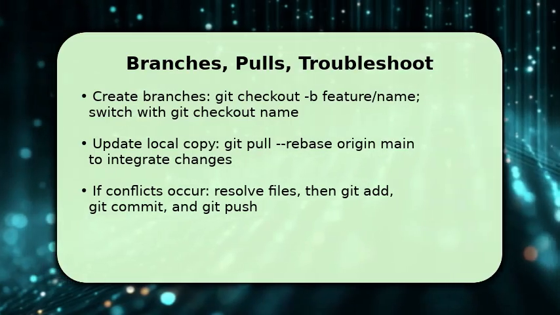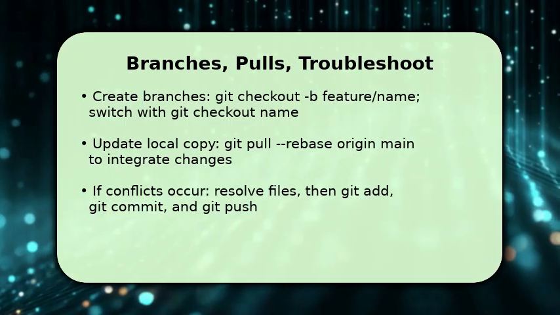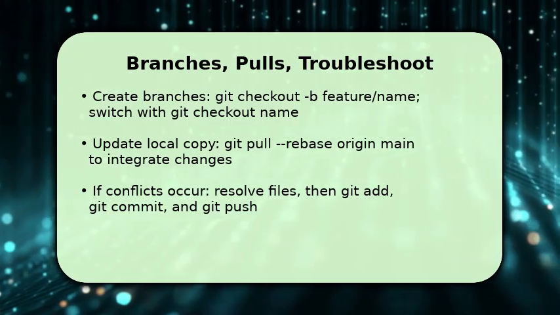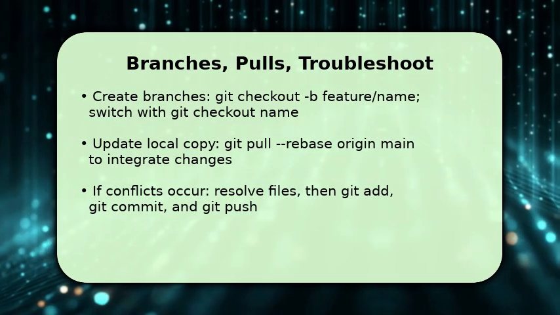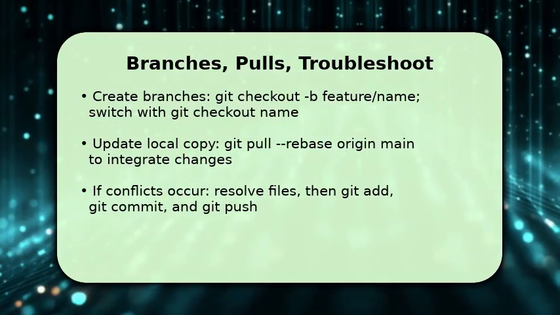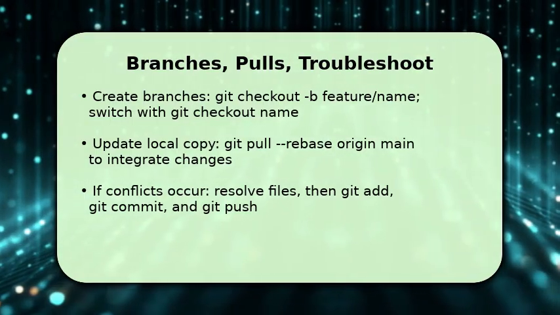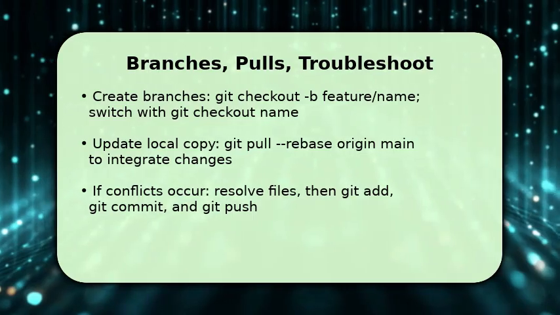If you hit conflicts, open the conflicted files in VS Code, resolve the markers, then git add the files and git commit. Once resolved, git push will succeed. One tip: if push is rejected, pull and rebase before pushing again.